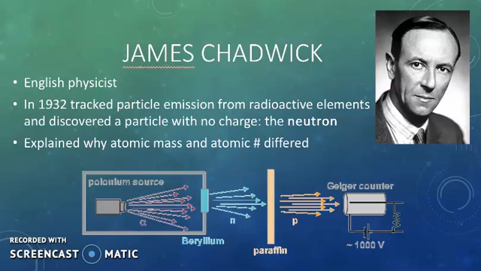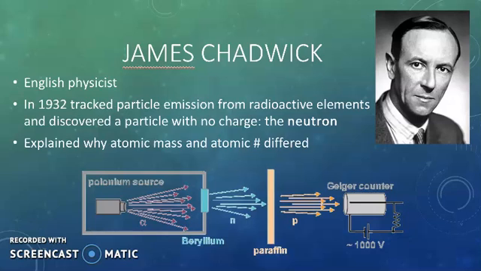In 1932, he tracked particle emission from radioactive elements, which are pretty much every element past atomic number 82 has some radioactive isotope or form of radioactiveness. And he noticed that there was a particle that had no charge that didn't go towards either the positive or negative part of the cathode ray tube. That explained why our atomic mass and atomic number are different, or almost double. Our atomic mass is almost double our atomic number, but not always.